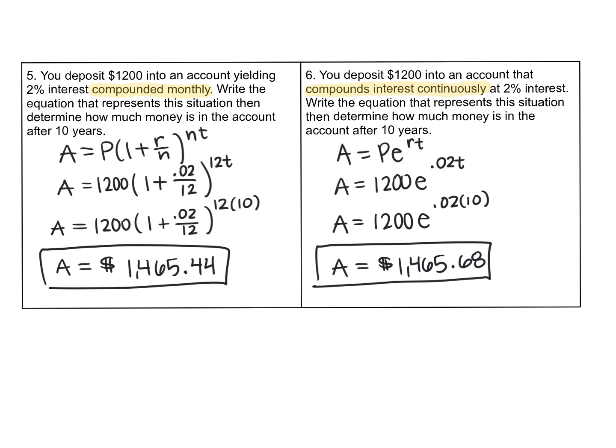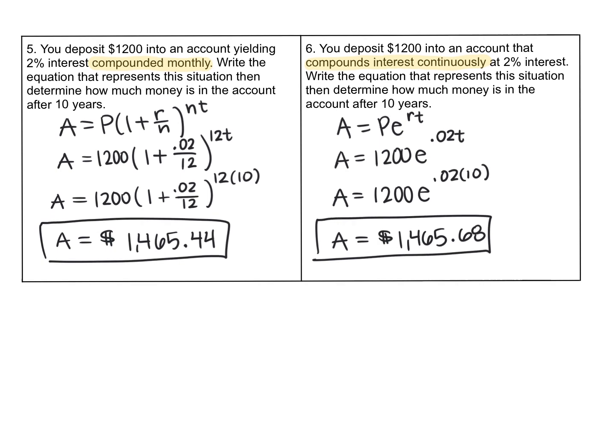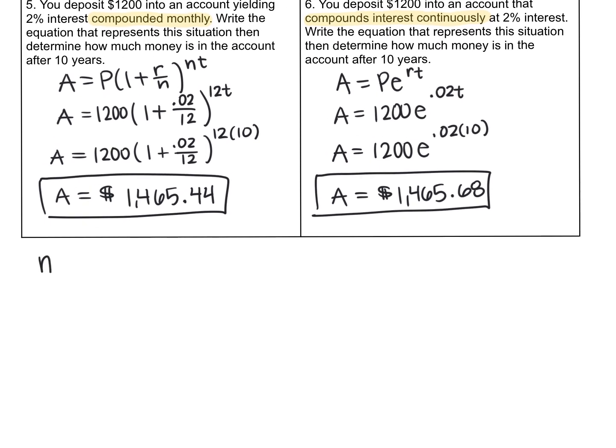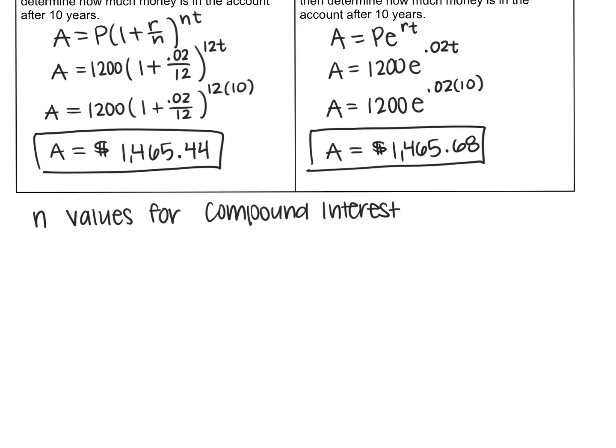So the last thing I want to include in the notes are some common values for n for our compound interest formula. There are a few that you're going to see pretty frequently. One of them is yearly, in which case n equals 1, because it happens once a year. We'll have monthly, like we just saw, in which case n is 12.